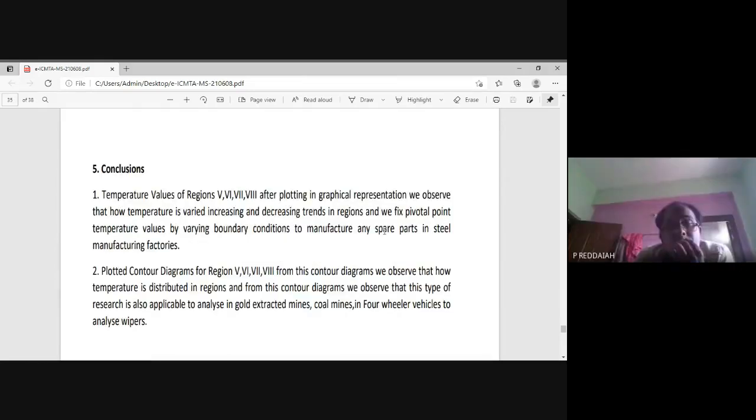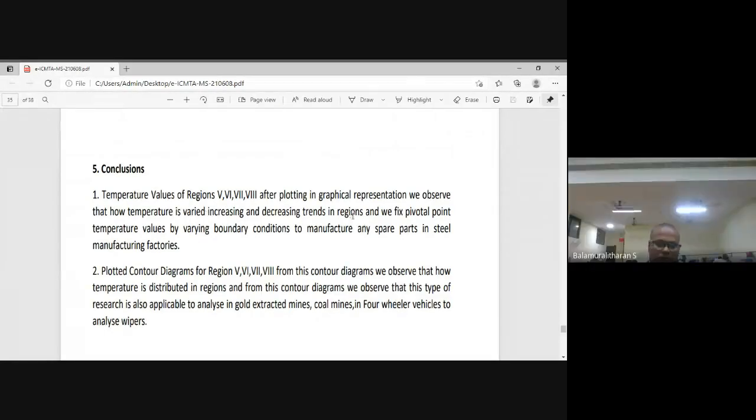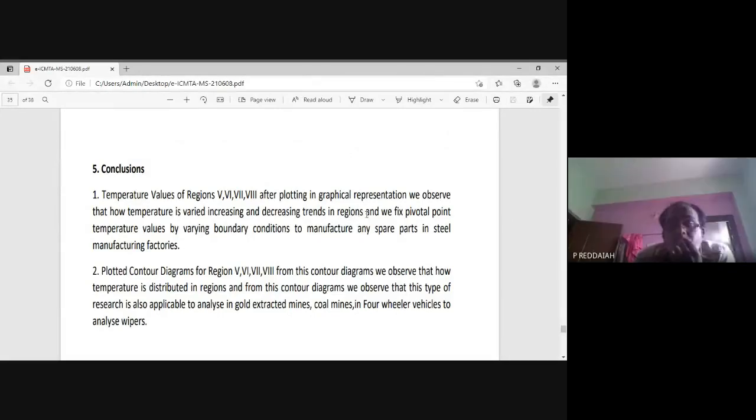These are the conclusions. In all these regions, how temperature varies, whether increasing or decreasing trends. We fix pivotal point temperature values. By varying boundary conditions, we can manufacture any steel manufacturing. We can manufacture any spare parts in steel manufacturing factories.